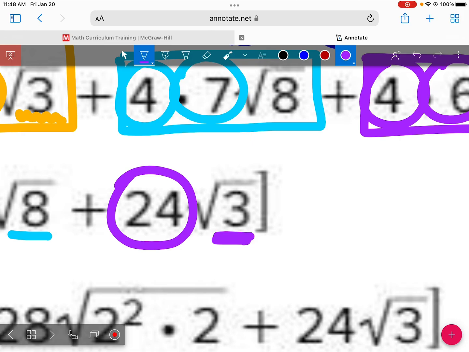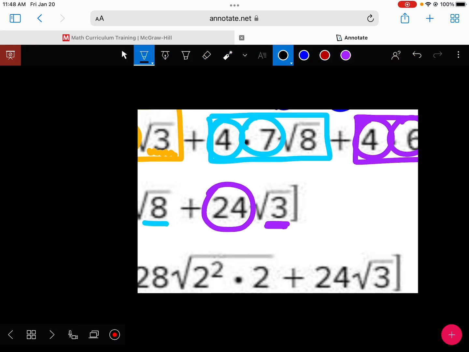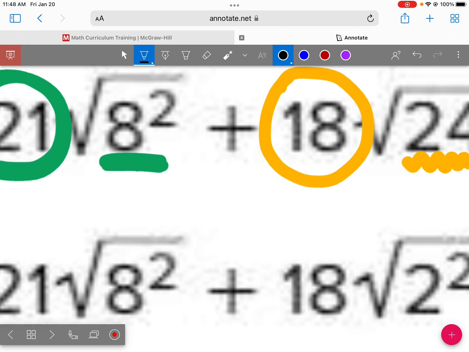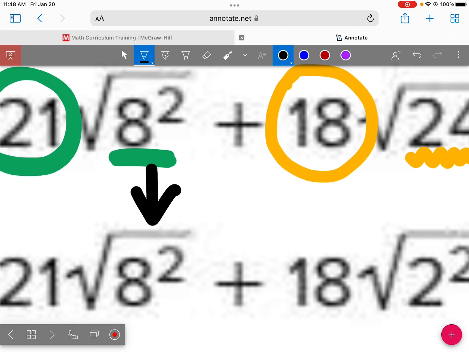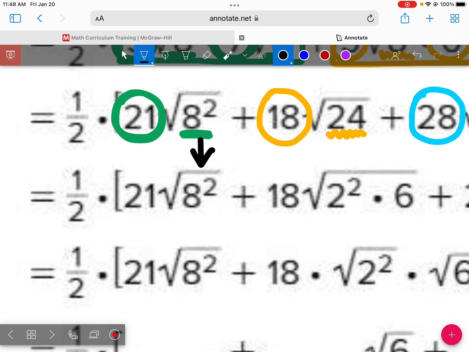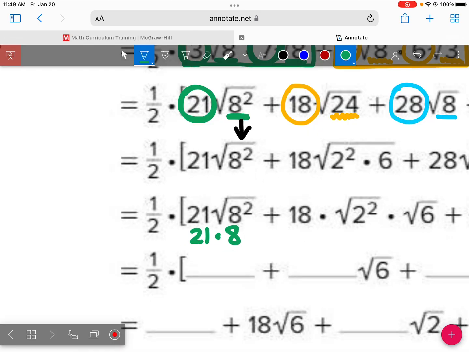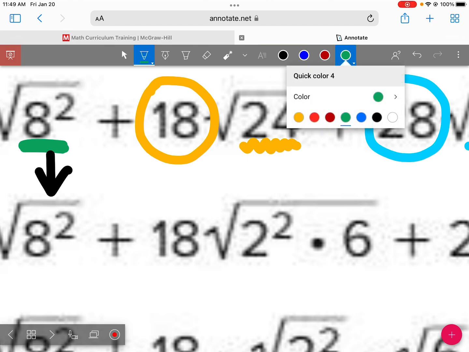All right. So I'm wanting to make things that are easy to take the square root of. 8 squared is not going to be hard for me to take the square root of. What is the square root of 8 squared? 8. So this is 21 times 8 right here. 24 we had to take and break down.